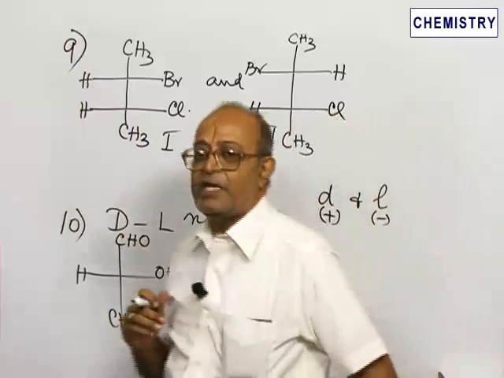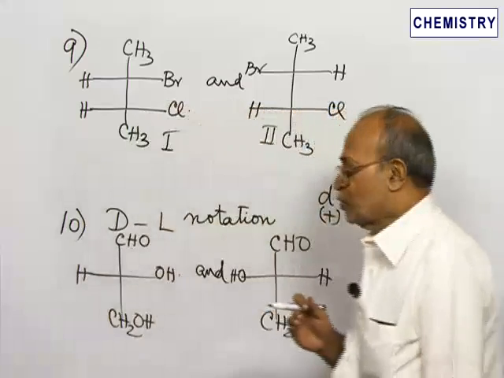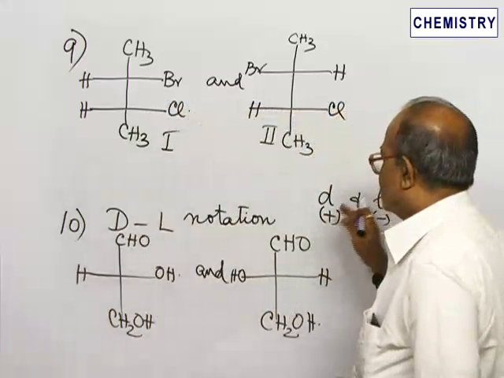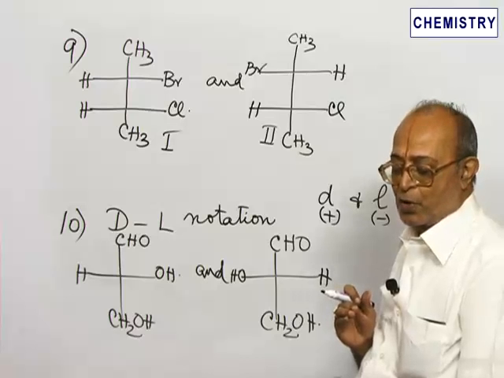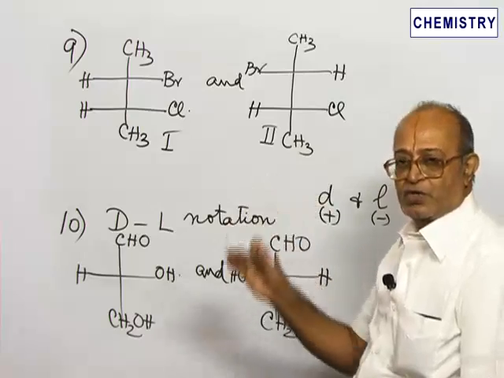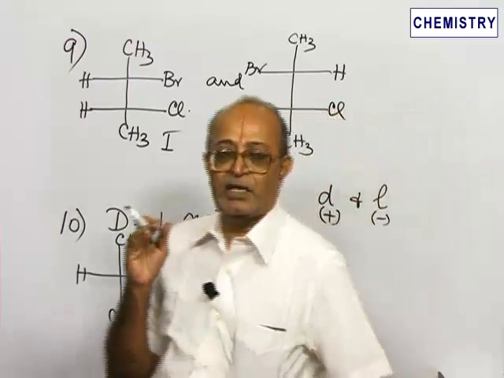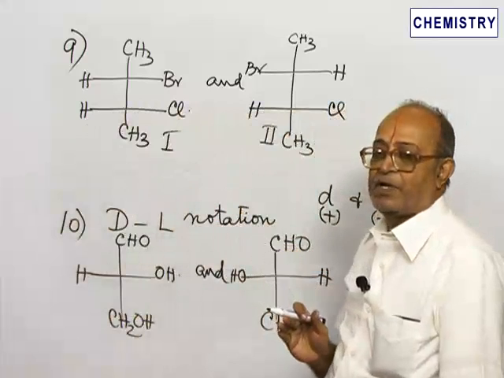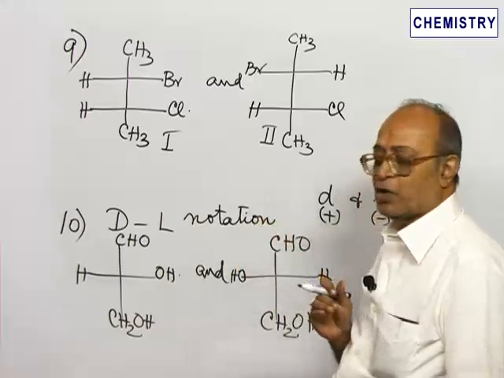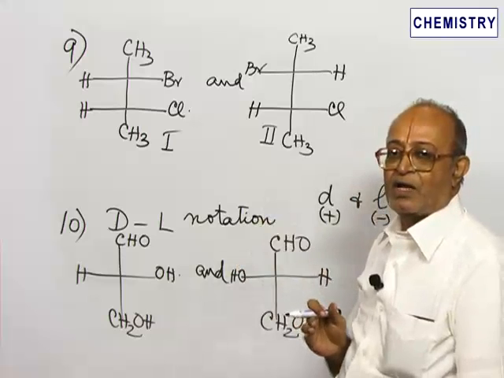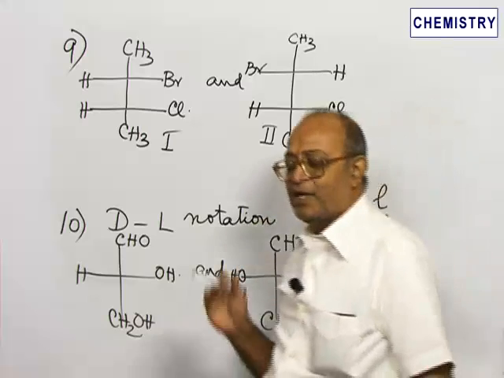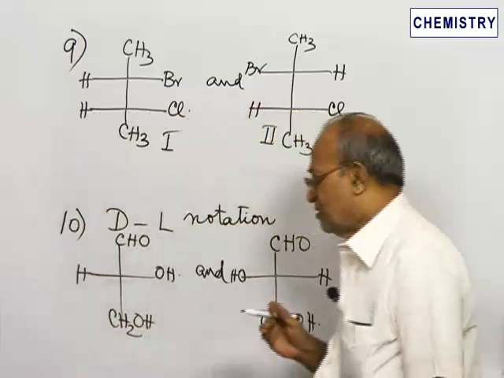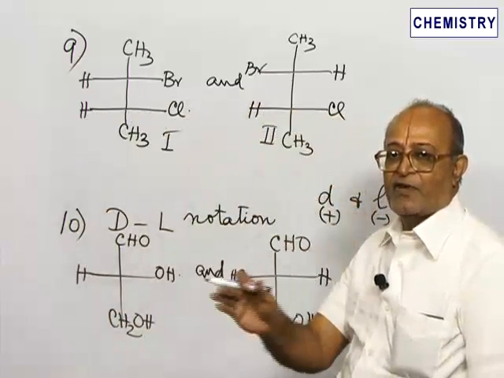Capital D and capital L are with respect to configuration, whereas small d and small l, dextro and levo, are with respect to the specific rotation. Either the plane polarized light is rotated to the right or left. So capital D and capital L, which is the old notation, is for the relative configuration, I can say. For relative configuration, whether it is capital D or capital L, we should have a reference substance.